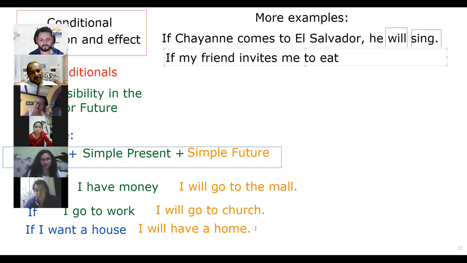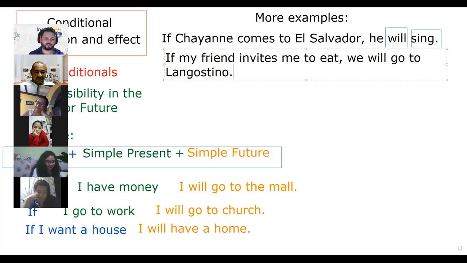What else? We will. Okay. We will. El Langostino restaurant. We will what? Go to go to, guys. Okay, siempre digan to, okay? Go to Langostino. El Langostino. All right, very good. Okay, so we will go to Langostino. Good job, all right? All right, Evelyn, give me your example, Evelyn.